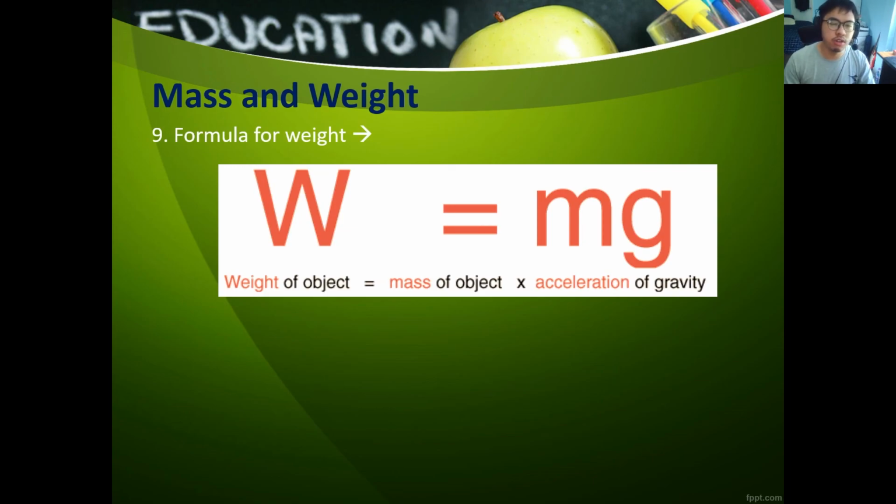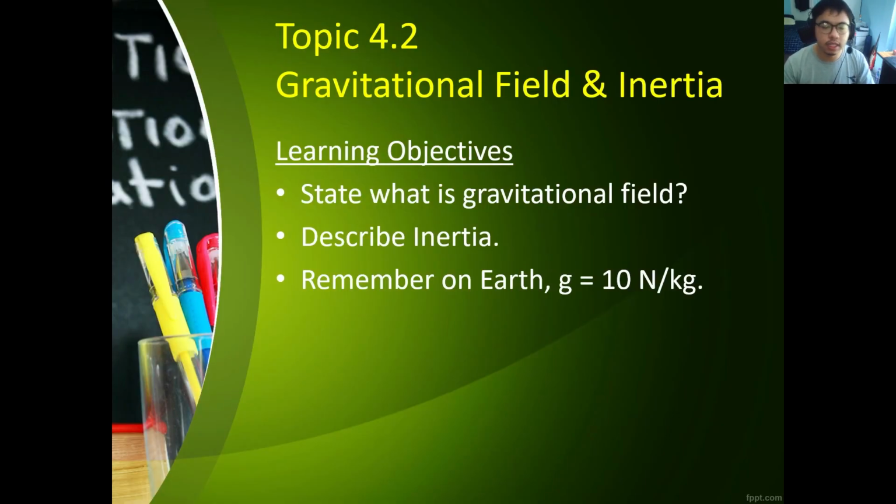And make sure you remember the formula for weight: W is equal to m times g. In the next video lesson, we're going to talk more about gravity, gravitational field, and something called inertia.